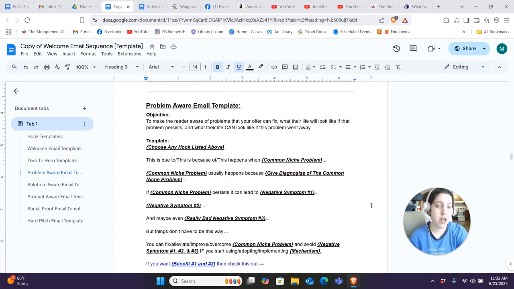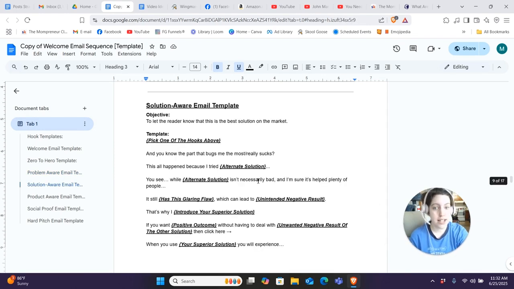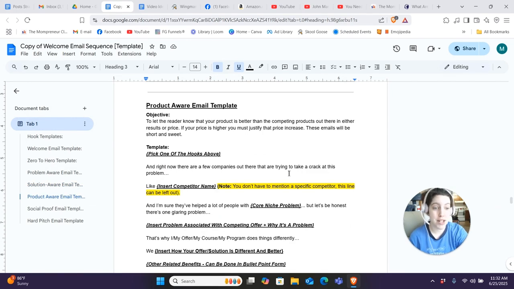Then you're going to give them a problem aware email template. So this is going to make the reader aware of problems that your offer can fix, what their life will look like if that problem persists, and what their life can look like if this problem went away. The next one is a solution aware email. This is going to let the reader know that this is the best solution on the market for them. Then a product aware email.